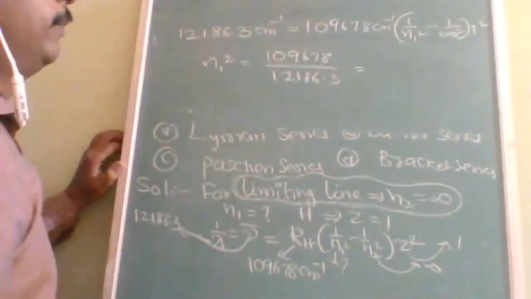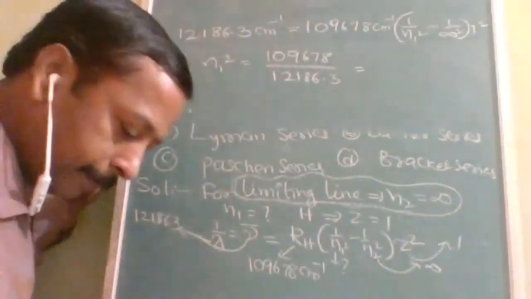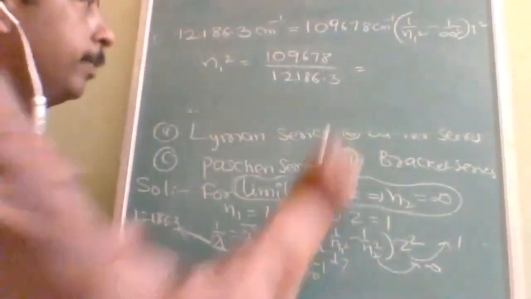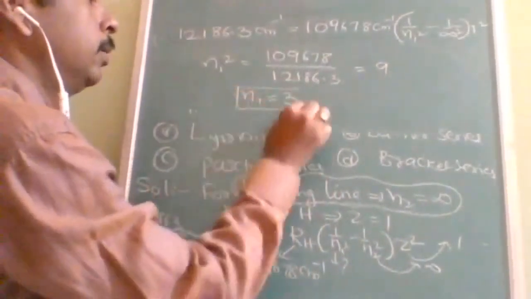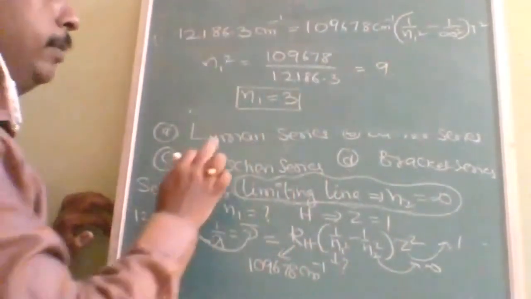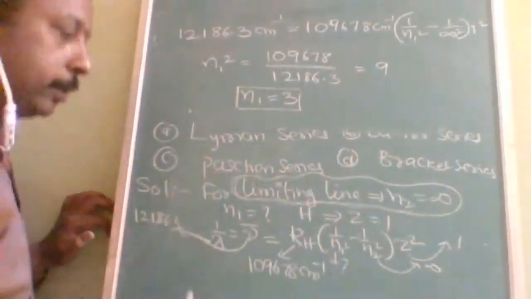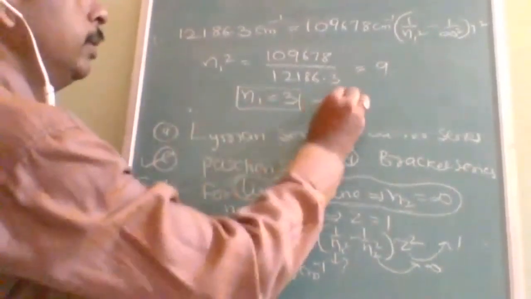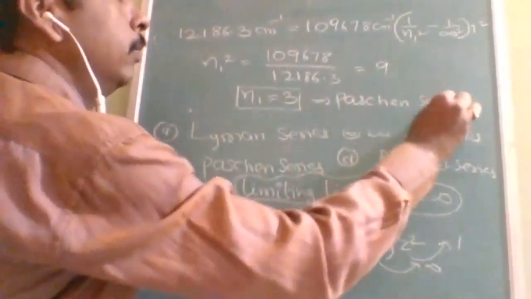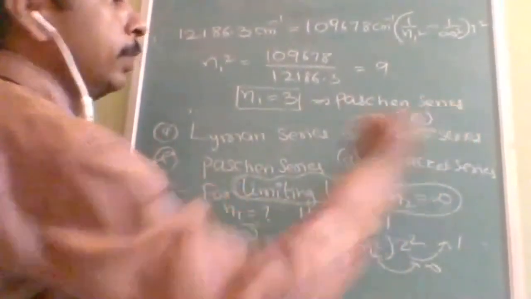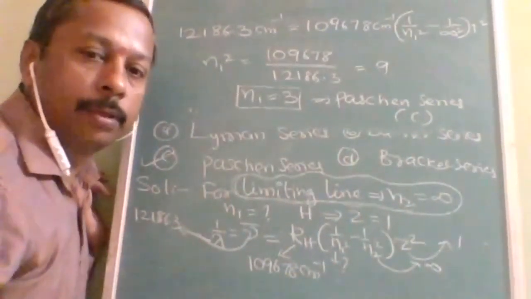On simplification, approximately you'll get 9. So n1 is equal to 3. So this n1 is equal to, Lyman is 1, Balmer is 2, and Paschen series is 3. So n1 3 means Paschen series. Answer is what? Paschen series. C option is correct. Okay. First question, is it understood?